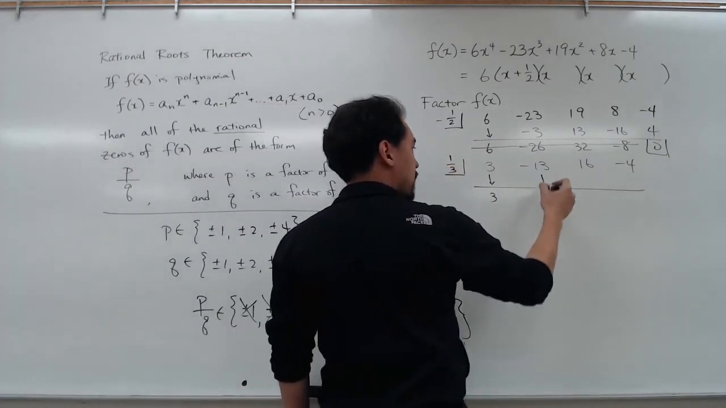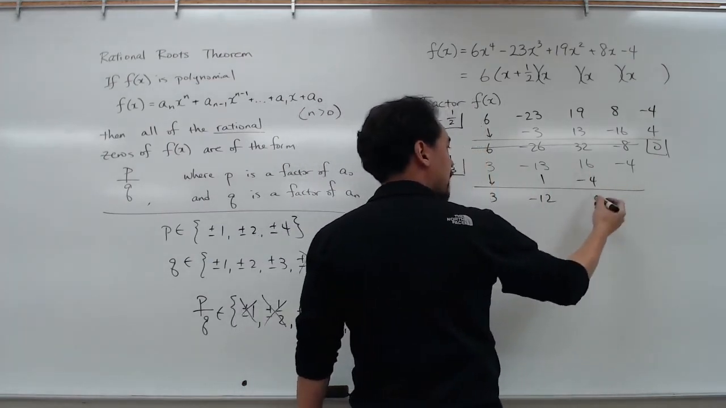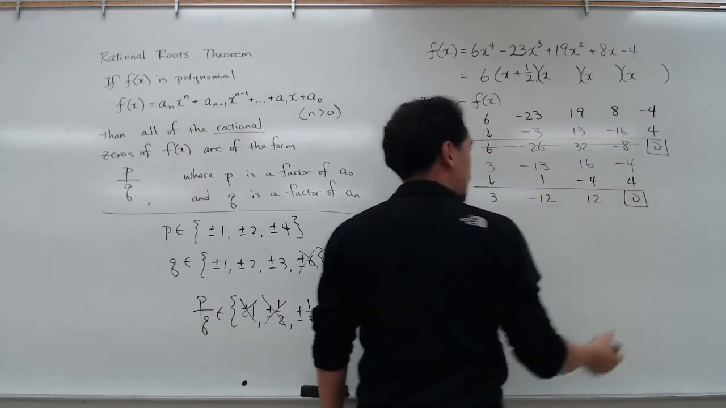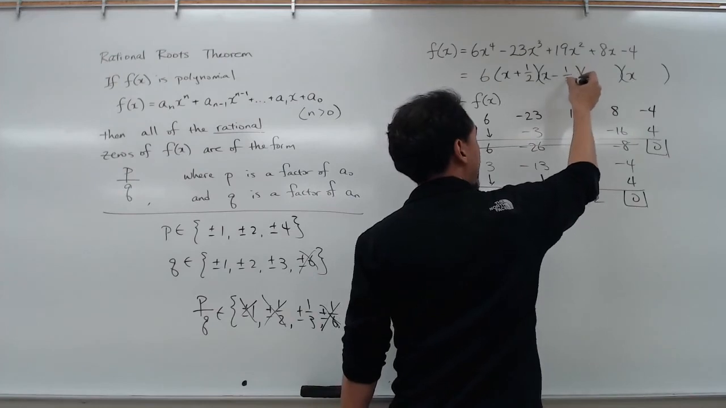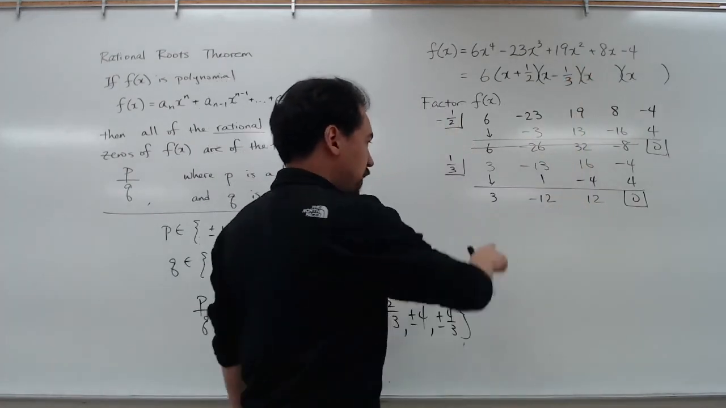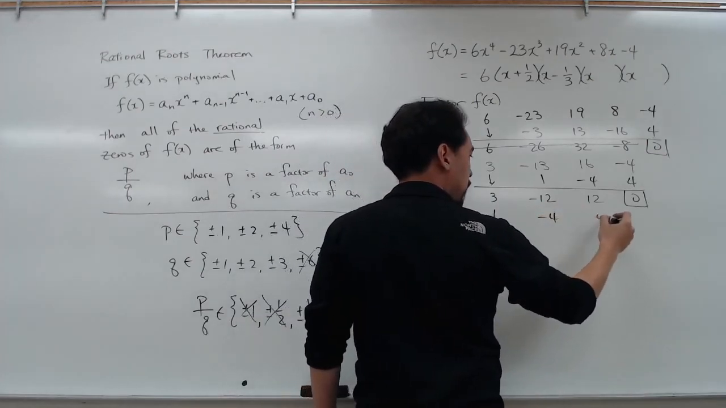3 times 1/3 is 1. Add them together. Multiply by 1/3 is negative 4. Add them together. Multiply by 1/3 is 4. Here we have it. We have our second 0, which means we have our second factor. And what we have here, we can first of all factor out a 3. So we become 1, negative 4, and positive 4.